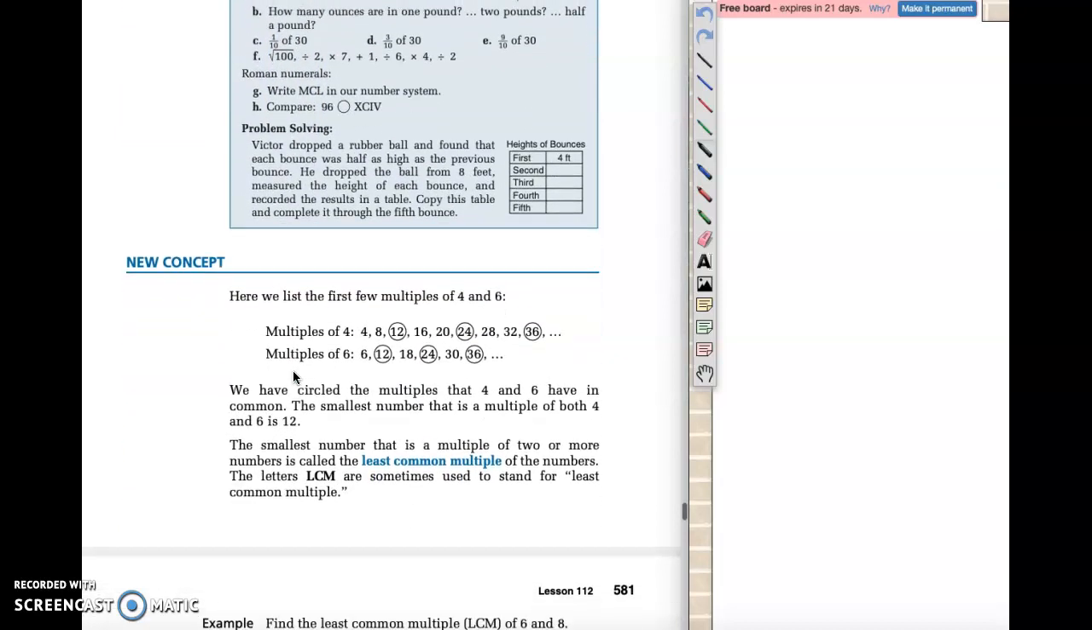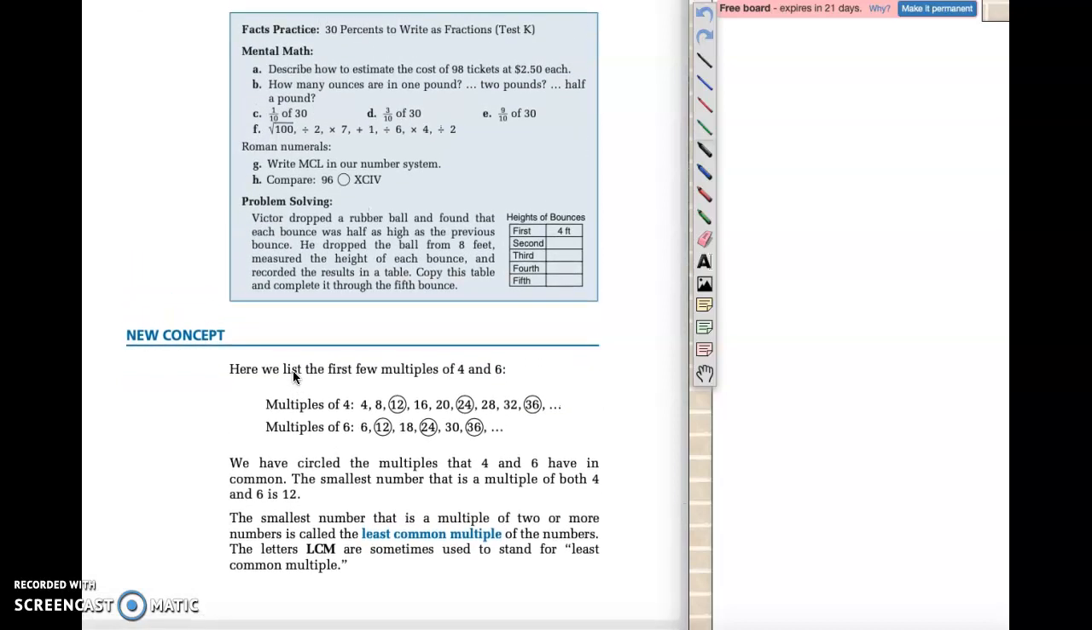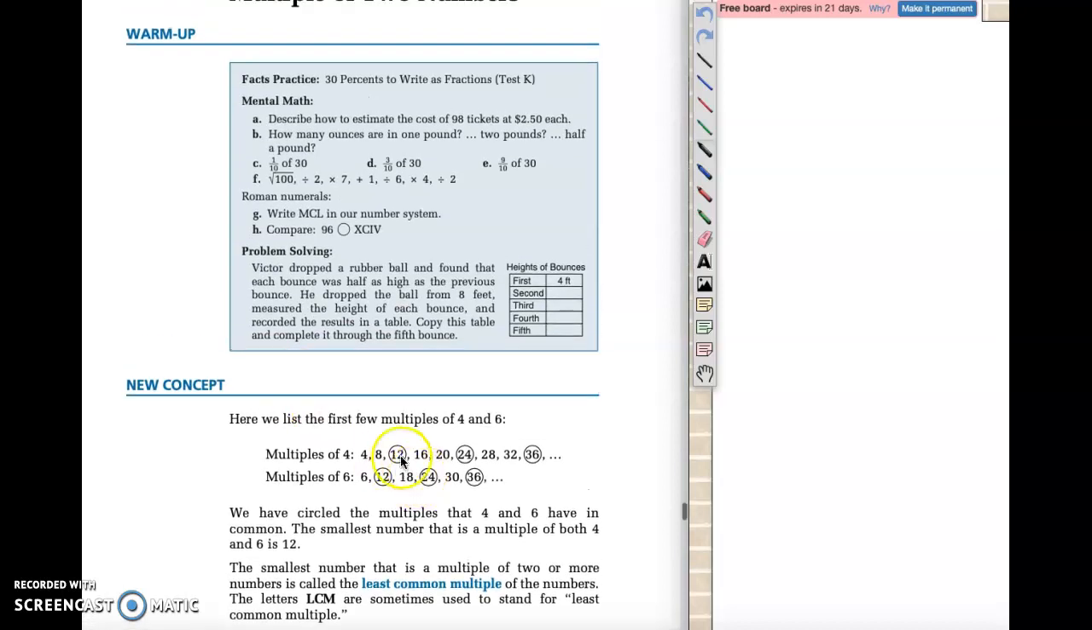LCM. So least common multiple. First off, multiples are numbers you get by multiplying a number by other whole numbers. So if you look at the multiples of 4, really what we're looking at are any number times 4 to get a product. So 4 times 2 is 8. 4 times 3 is 12, 4 times 4 is 16.